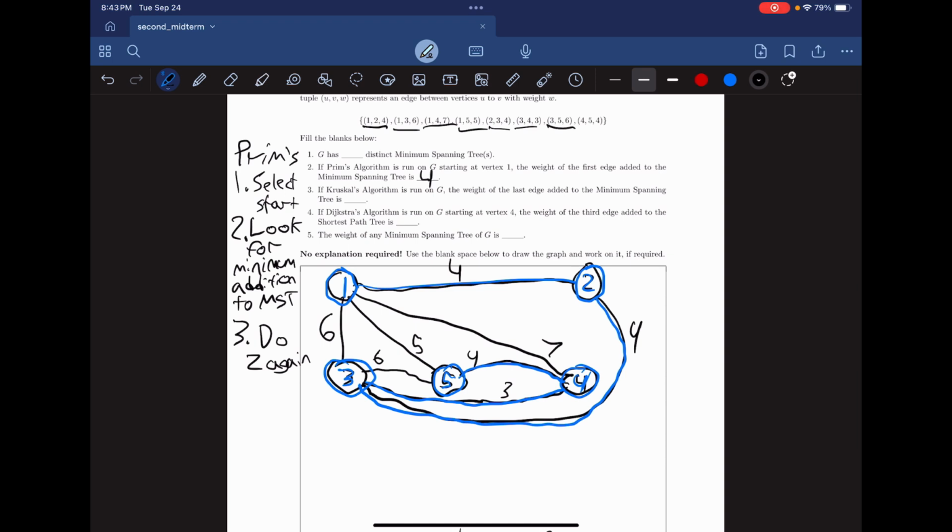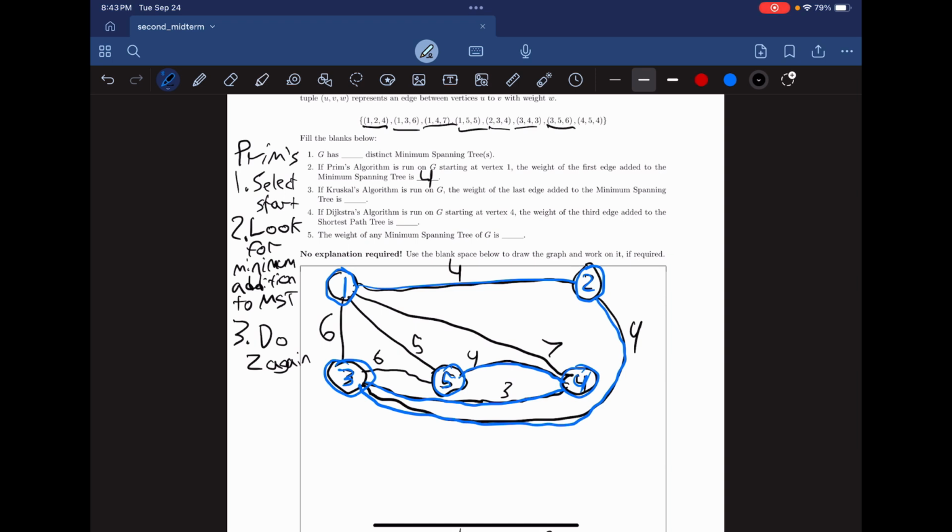All right, let's go back to 1, because I told you that we were going to go back to 1 using this. The question asked, G has blank distinct minimum spanning trees. If you are not familiar with distinct minimum spanning trees, this part might be a little bit confusing for you because this is not a very good example. There is only one distinct minimum spanning tree. There are no alternative minimum spanning trees in this example.